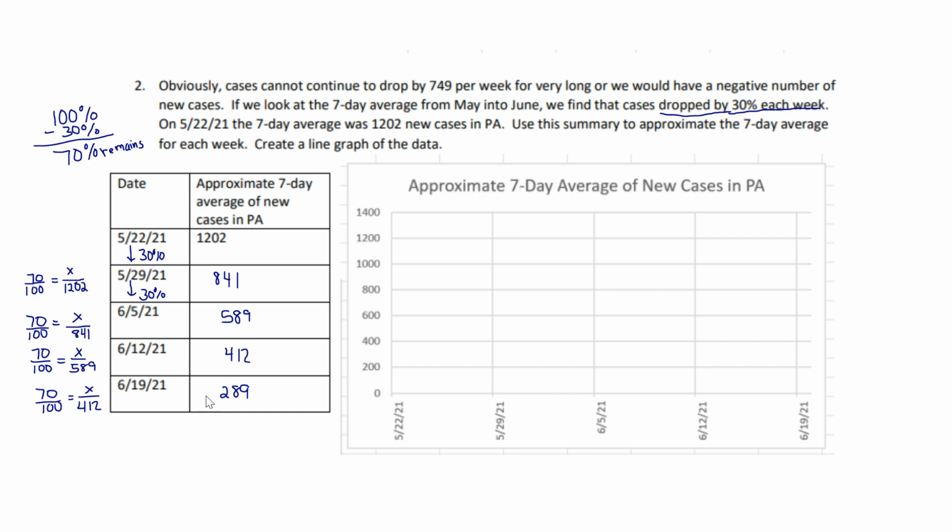So I will attempt to plot these values on the graph and take a look at this graph as well. So at the beginning, we were very close to 1,200. Then we went down to 841, so just a little above 800. Then we went down to 589, which is just a tick below 600. Then we dropped down to 412, so a tick above 400, and finally to 289, so about right in the middle here.